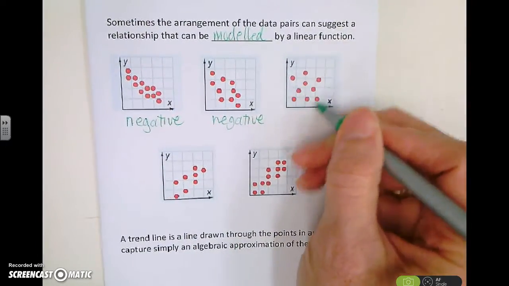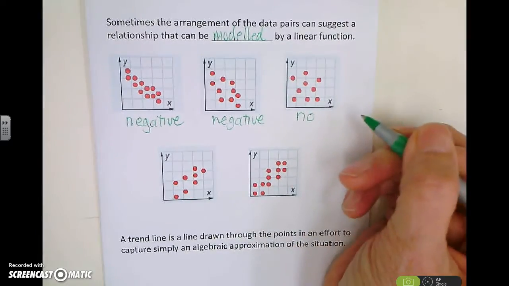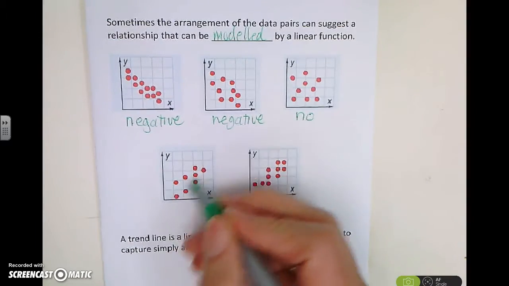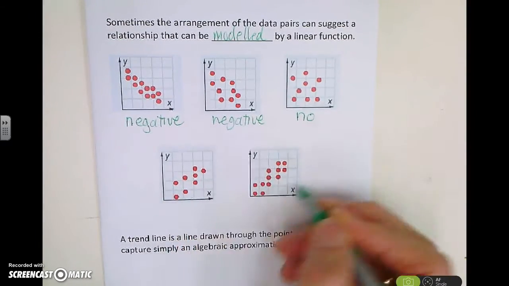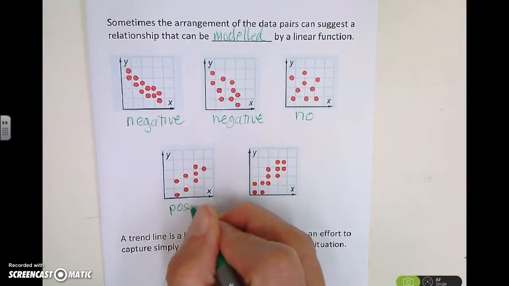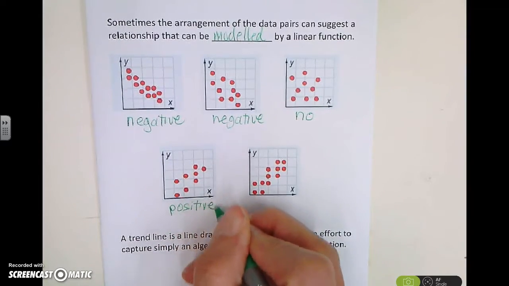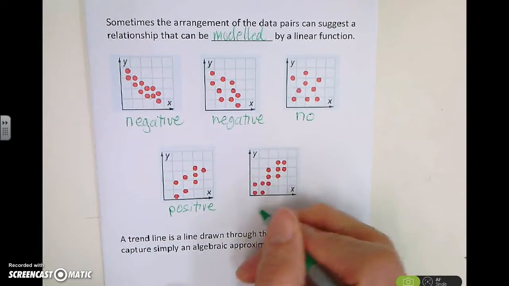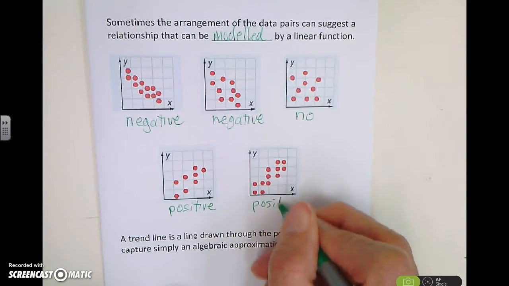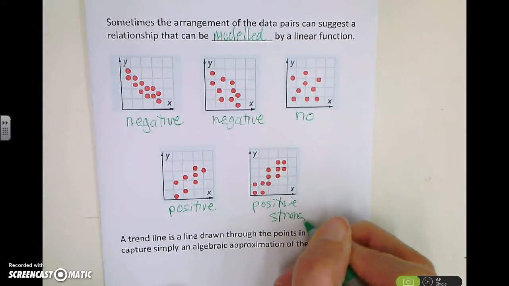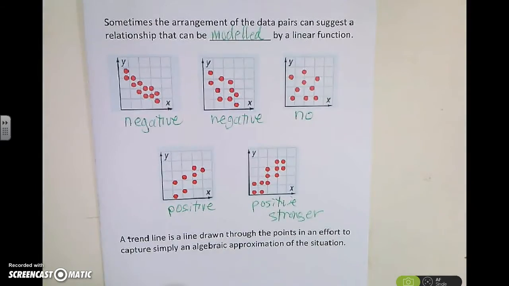The third one here has no correlation. There's no line showing up there. The one on the second row, you can see it's rising. Both of these are rising, so we say that they have positive correlations. One of them is going to be stronger than the other one, so this one is positive, but it looks to be a stronger correlation than the previous one.